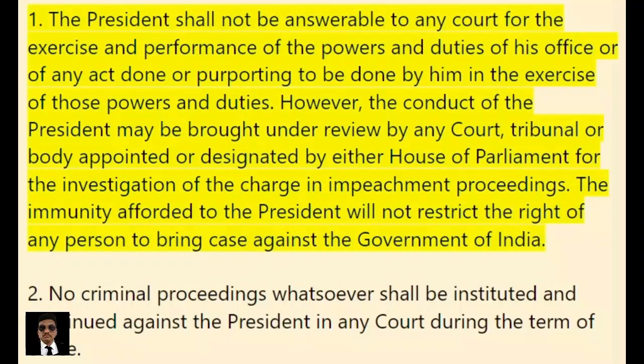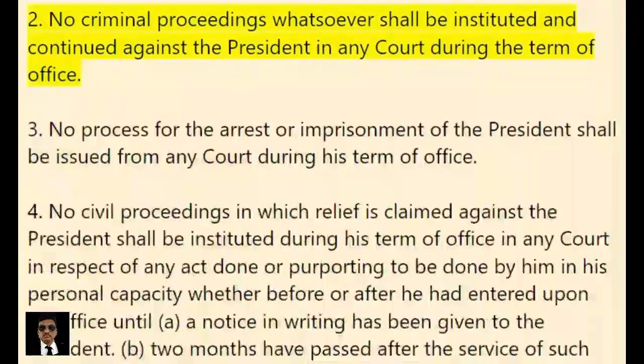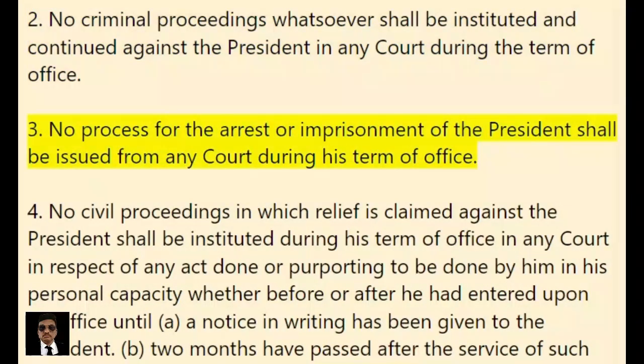The immunity afforded to the President will not restrict the right of any person to bring a case against the Government of India. 2. No criminal proceedings whatsoever shall be instituted and continued against the President in any court during the term of office. 3. No process for the arrest or imprisonment of the President shall be issued from any court during his term of office.